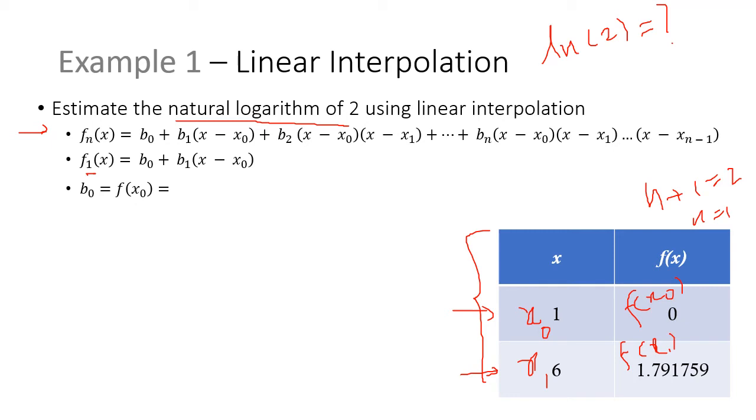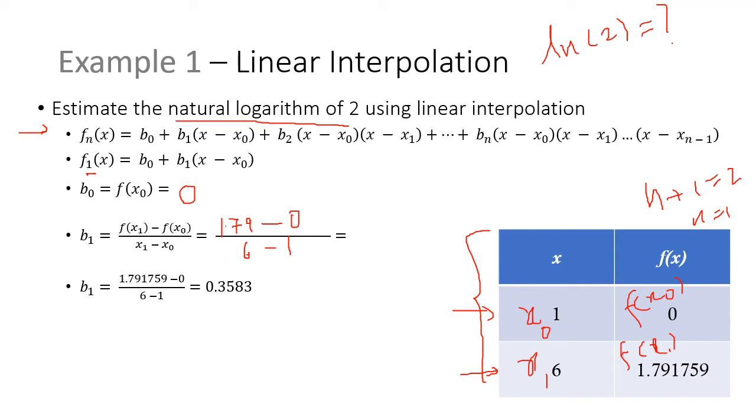So b0 is simply f of x0. That means b0 is 0 from the table, and b1 is that divided difference, f of x1 minus f of x0 divided by x1 minus x0. Let me substitute the values. So f of x1 is 1.791 something from the table, minus f of x0 which is 0, x1 is 6 from the table, and x0 is 1. Okay, so this is a substitution, and if you do the calculation, you can just pause the video and calculate. So you will get b1 as 0.3583.